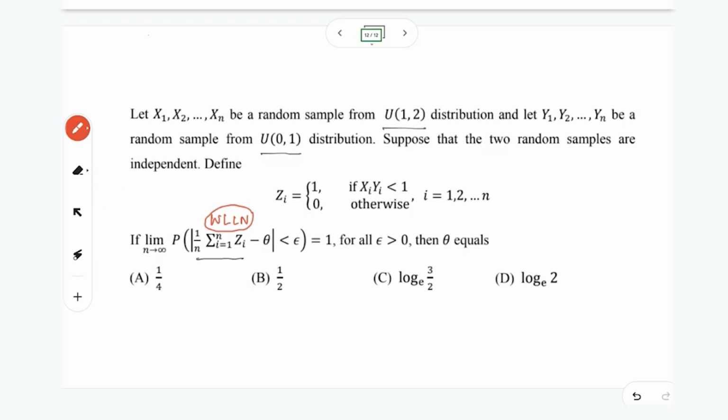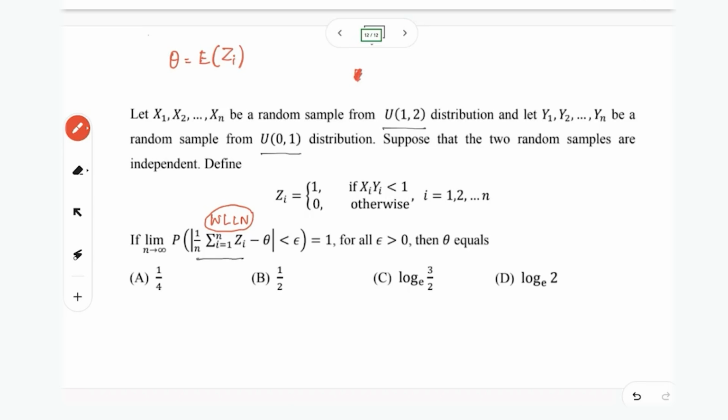That's it. So therefore, this theta must be the expectation of Zi, or the limit of the expectation of Zi. It will be the expectation of Zi because the Zi all have a similar distribution. All of you understood this? So let's find out the Zi. We have to find the expectation of Zi.